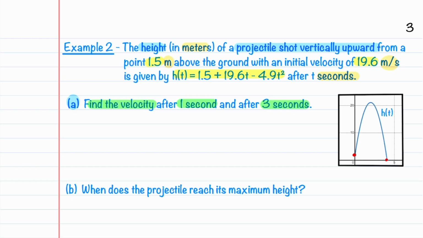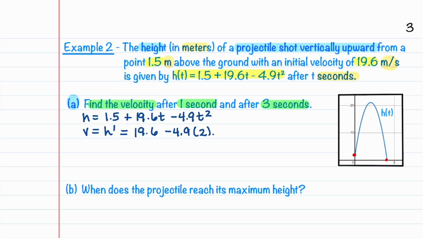So let's write down that h is equal to 1.5 plus 19.6t minus 4.9t squared. Our velocity then is just the derivative, h prime, and that is 19.6 minus 4.9 times 2 times t. So this is just 19.6 minus 9.8t. I'm going to go ahead and highlight that because we're going to need that again.